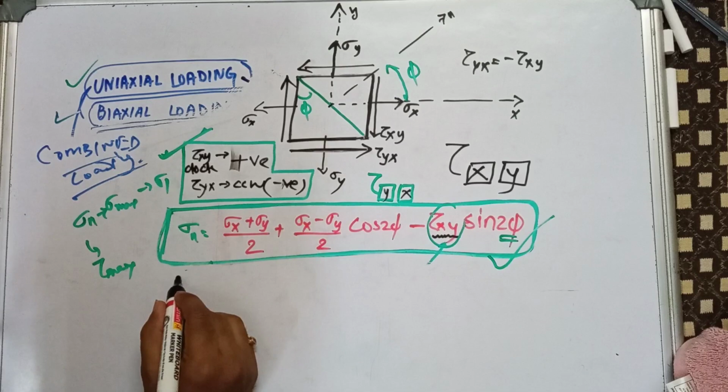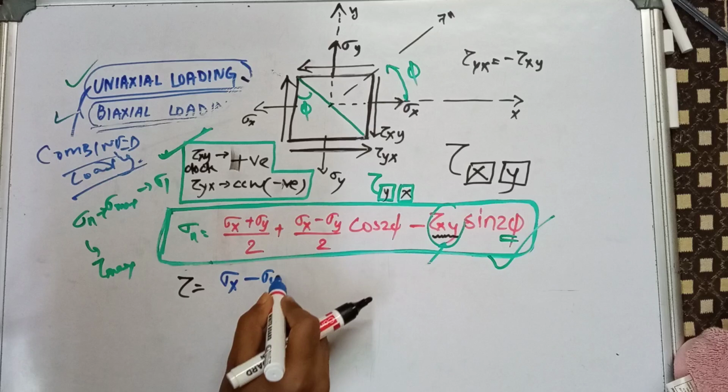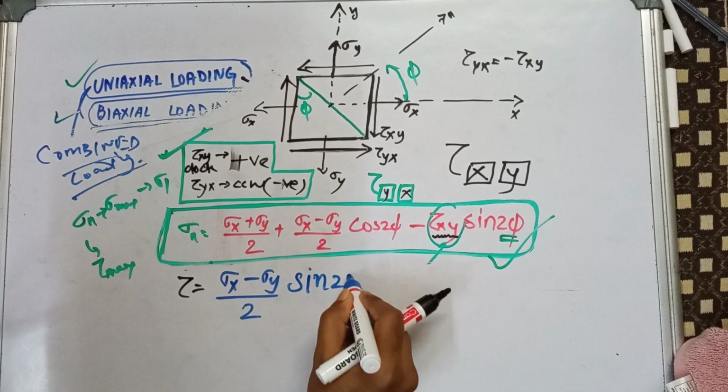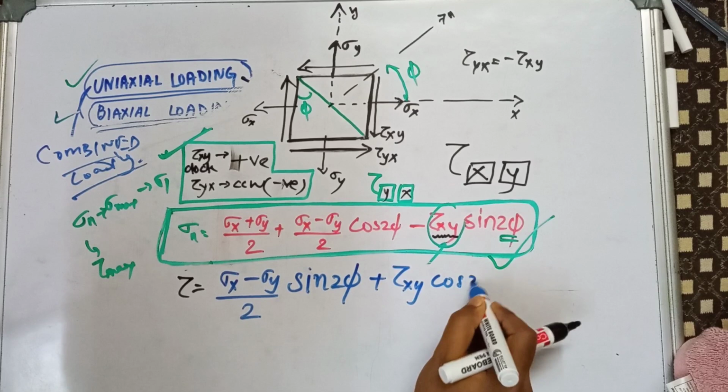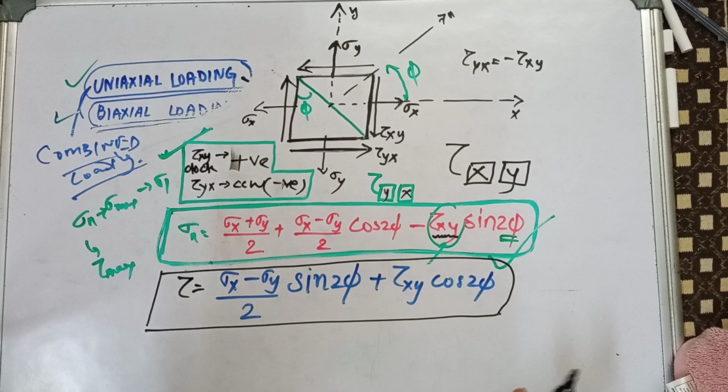Shear stress that will be developed is written like this: (sigma x minus sigma y) by 2 sin 2 phi plus tau xy cos 2 phi. Is it clear? This is the expression that we are going to develop after the derivation. Is it clear to you?